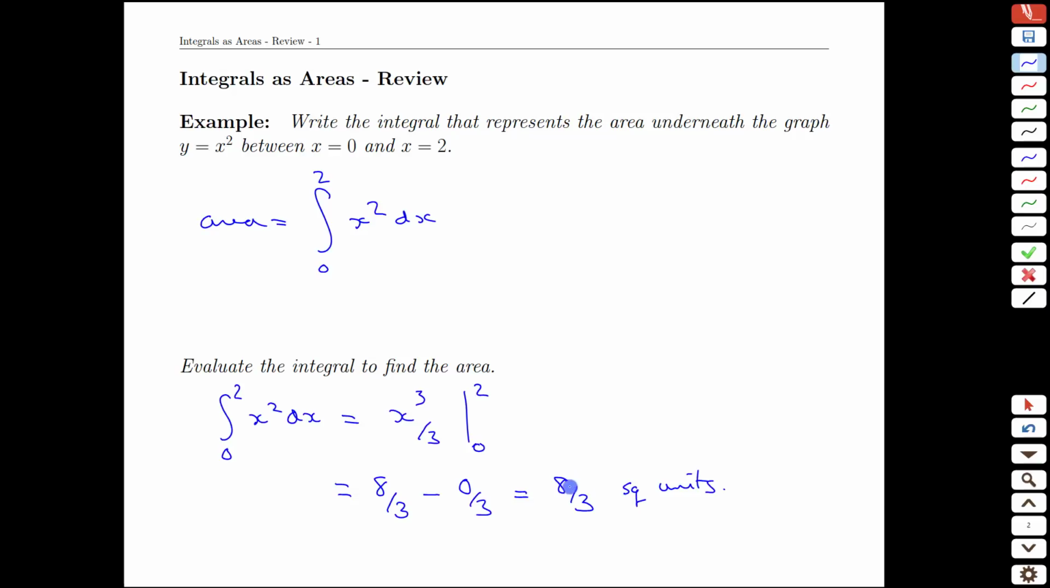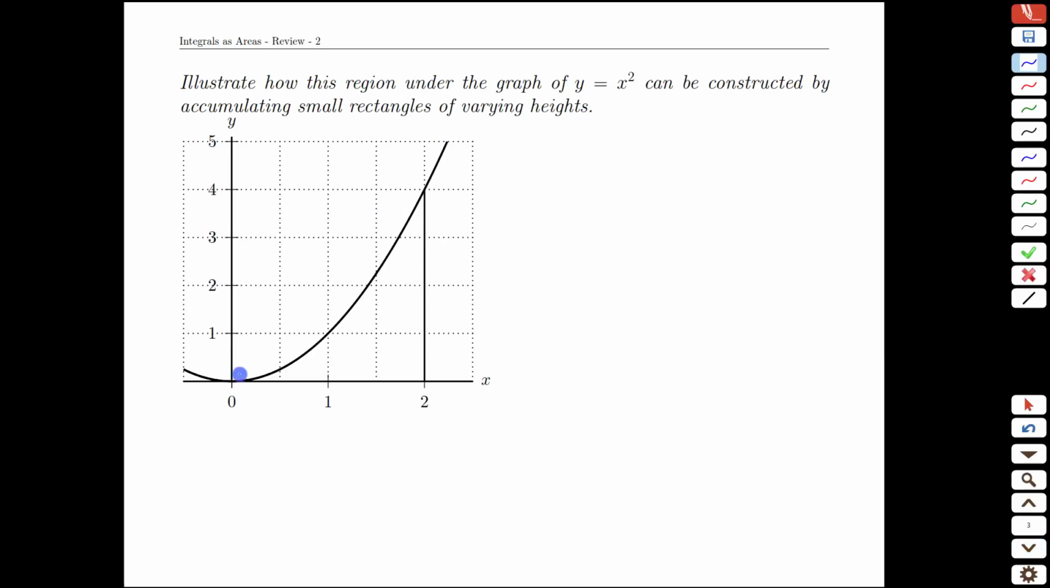Now we're going to take a step back and revisit, where did this integral come from? Here's the graph of y equals x squared. Here's the interval from 0 to 2. And if we look at the integral that we created, it had a source, which was looking at a sum of x values.